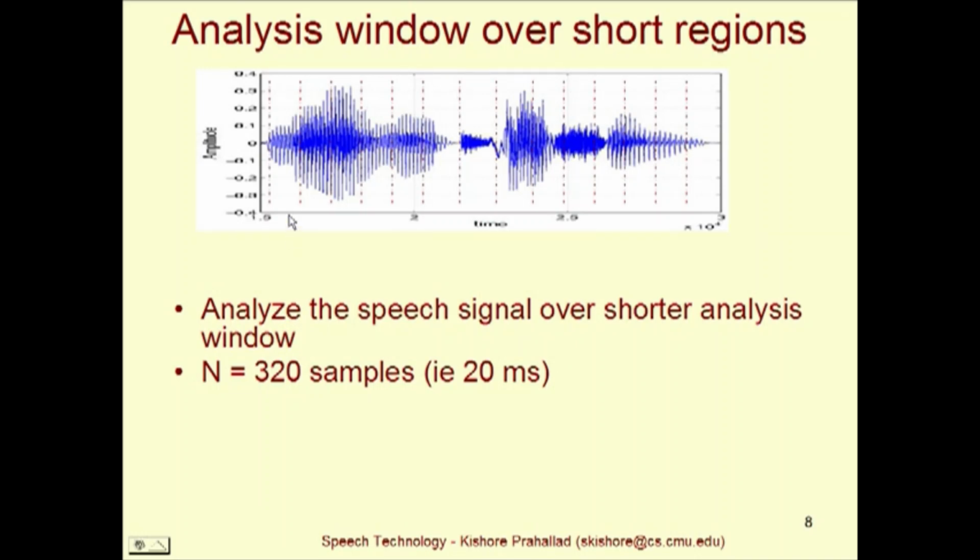So typically this analysis window size is 320 samples, that is 20 milliseconds. You should remember that this is important. We process the speech signal by using an analysis window of the order of 20 milliseconds. That means we take the speech signal, break it into shorter regions, and analyze them, or try to derive the features from that shorter region.